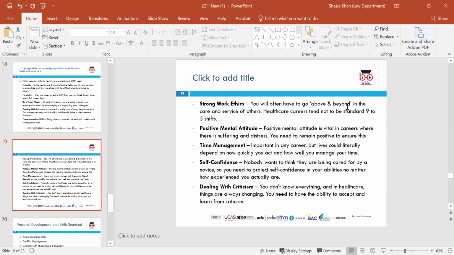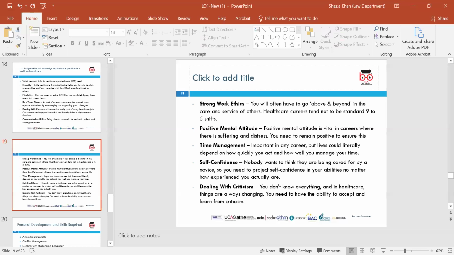So strong work ethics. Again, this is really important. When you're working in a team or working together, you need to make sure you have strong work ethics. Positive mental attitude. Why is it important to have a positive mental attitude? Even if you're not feeling positive, why do you think it's so important? So if you have a patient that's feeling bad mental health, your mental health doesn't affect them. Yeah. Should you put yours aside? Yes, for the patient, you should. Yes, you should when you're in the profession.